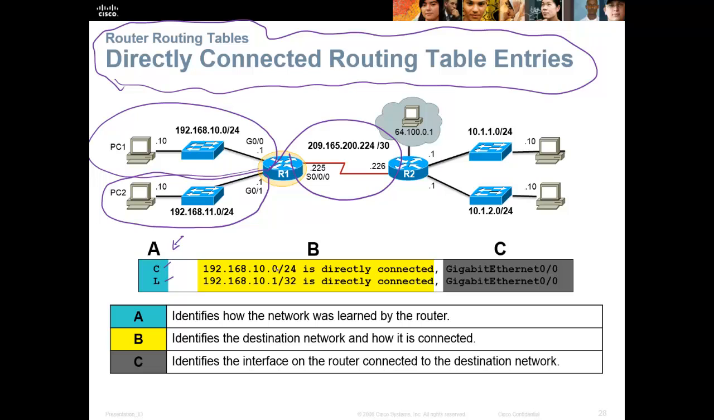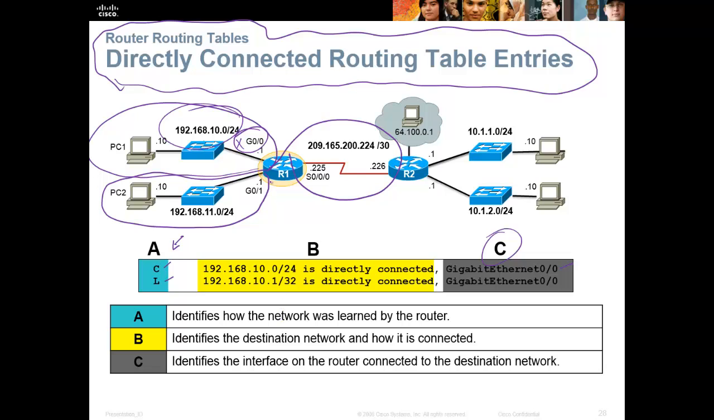Connected means the network. So here, as you can see, is the network address 192.168.10.0, which is this network. It is directly connected. This is part B. Part B identifies the destination network. We are talking about this destination network. Part C is the identification of the interface on the router. Which interface is connected to this network? It is interface Gigabit Ethernet 0/0, which is this one.